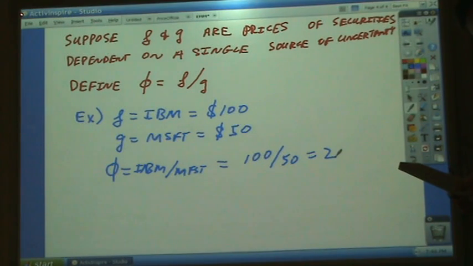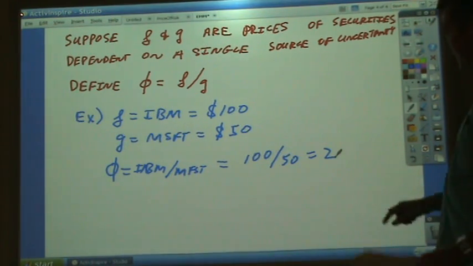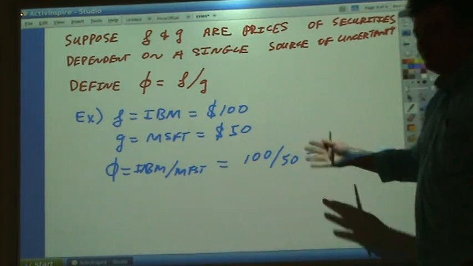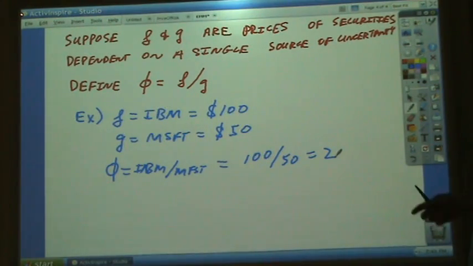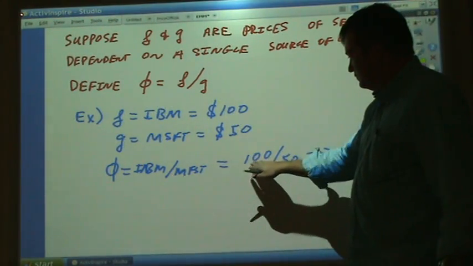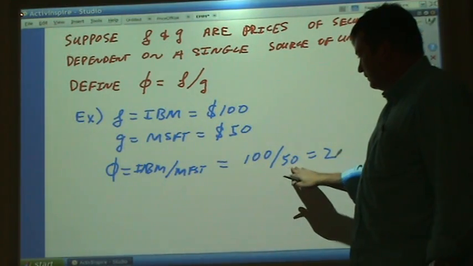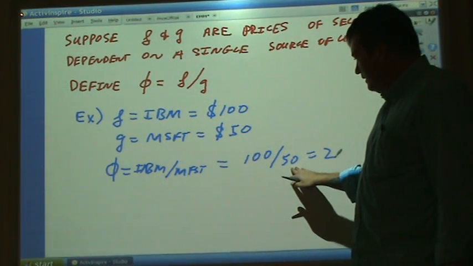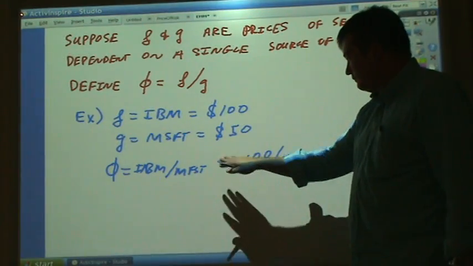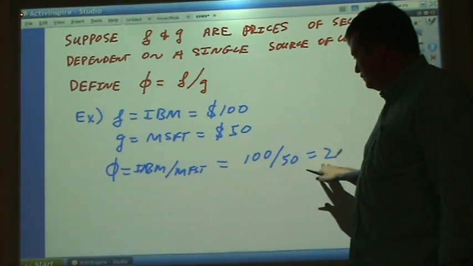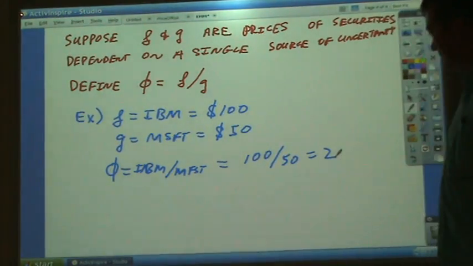So this could be thought of as measuring the price of F in units of G rather than in units of dollars. IBM is 2 Microsofts. Instead of thinking of IBM as being worth $100 and Microsoft worth $50, you could also think of it in terms of phi: IBM is worth 2 Microsofts.